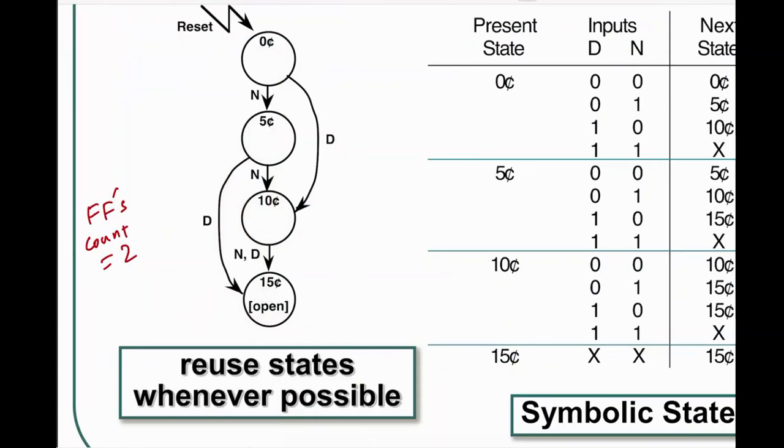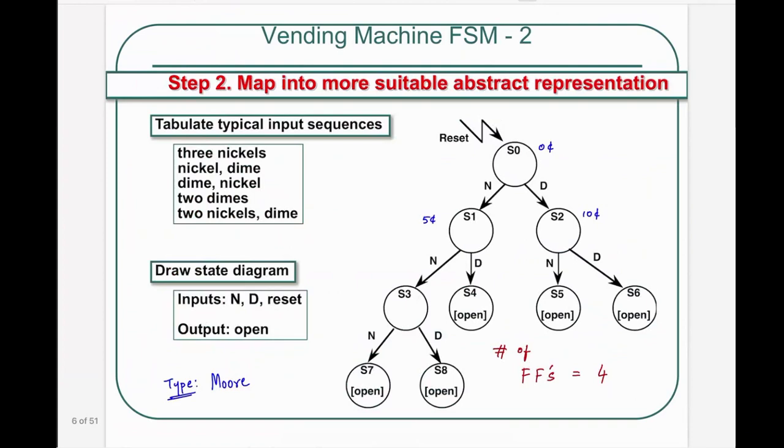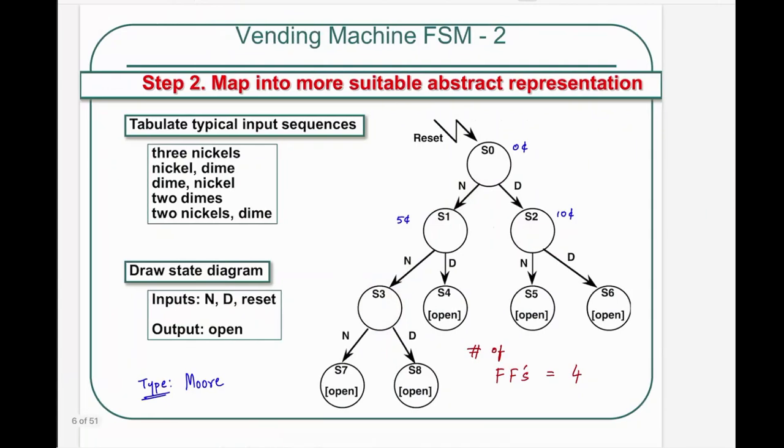Because we have reused the states, right? Whenever possible, you reuse the state. For example, 10 cents. The machine has 10 cents. Over here is one state, but in the earlier diagram, we were using state 3 to indicate the same thing as S2. S2 was 10 cents, S3 was also 10 cents. So we have condensed the number of states by reusing them in our state diagram.